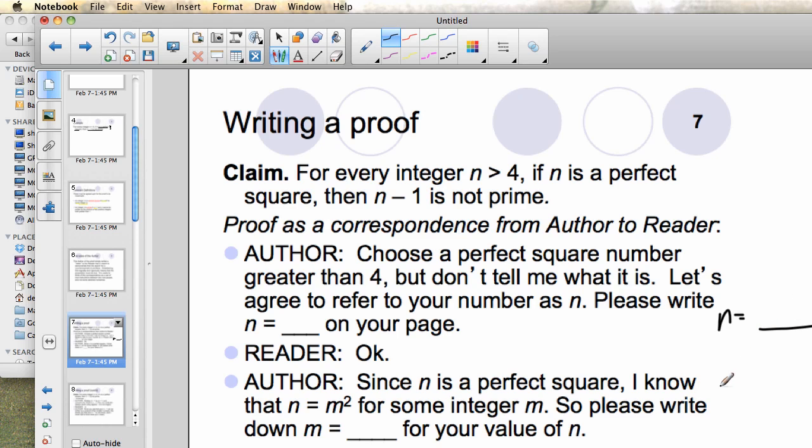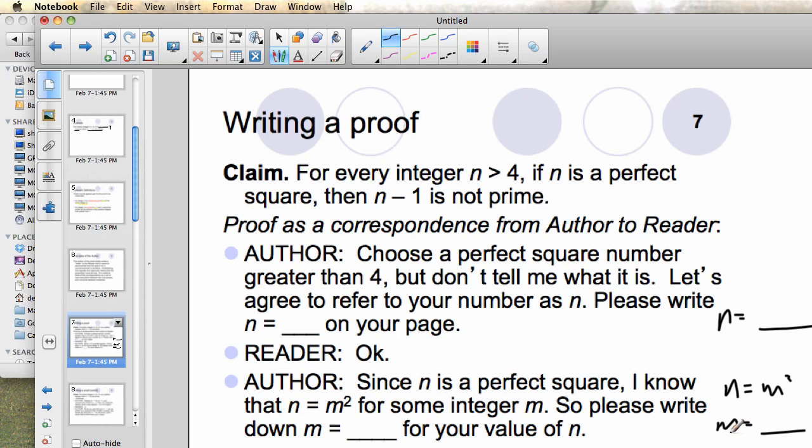Now I have no idea what perfect square you picked, but since you promised that it was a perfect square, I know that your n is m squared for some number m. So in other words, if you picked for n 25, then your m is 5. If you picked 49 for n, then your m is 7. So if you agree that n is something squared, you must know what that something is. And I want you to write that down here.